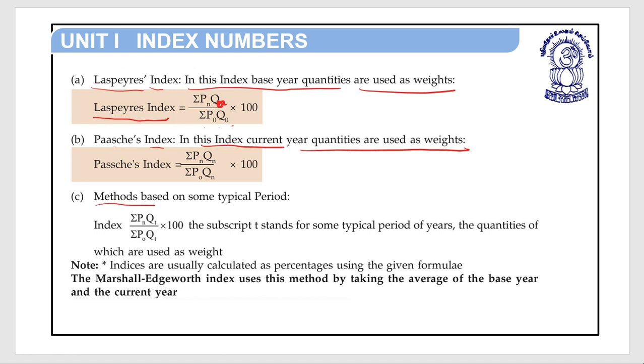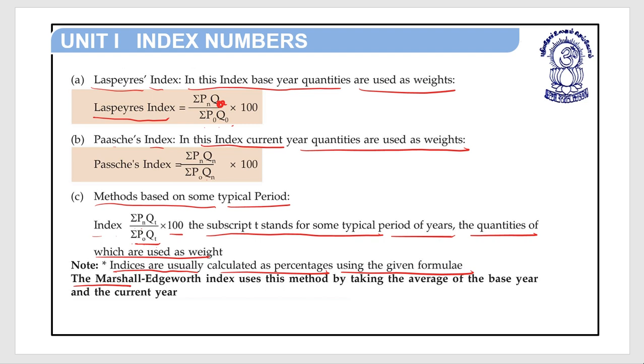Methods based on some typical period: index is equal to sigma P_n Q_t upon sigma P_0 Q_t into 100. The subscript t stands for some typical period of years, the quantities of which are used as weights. Note, indices are usually calculated as percentages using the given formula.